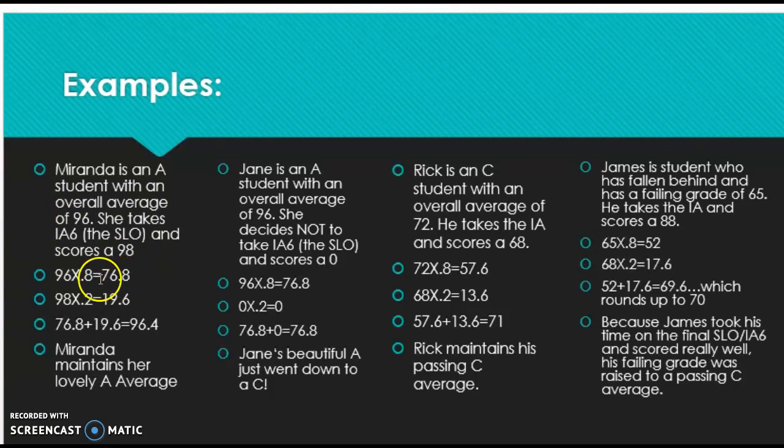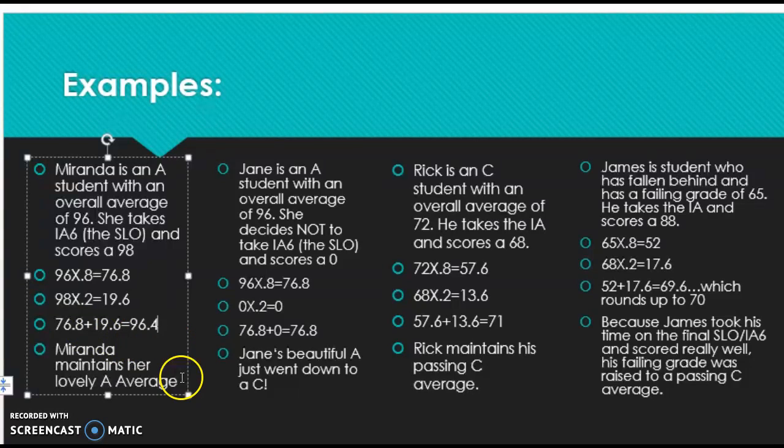So we take that magic formula, we take her average right now, 96, multiply it by 0.8. That gives us 76.8. We say that she makes a 98 on that final. Multiply that by 0.2 and we get 19.6. Add those together and we have an overall average then of 96.4. Therefore, Miranda maintains her lovely A average because she was hardworking all through the semester and kept up her grades.